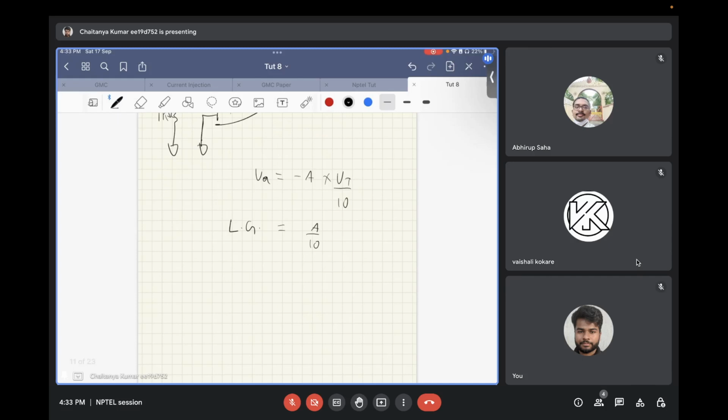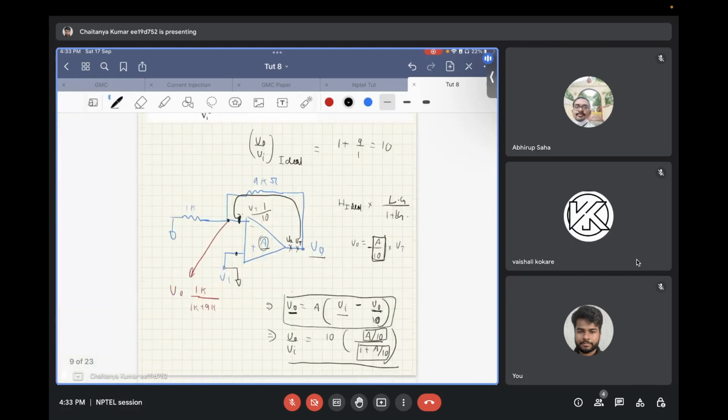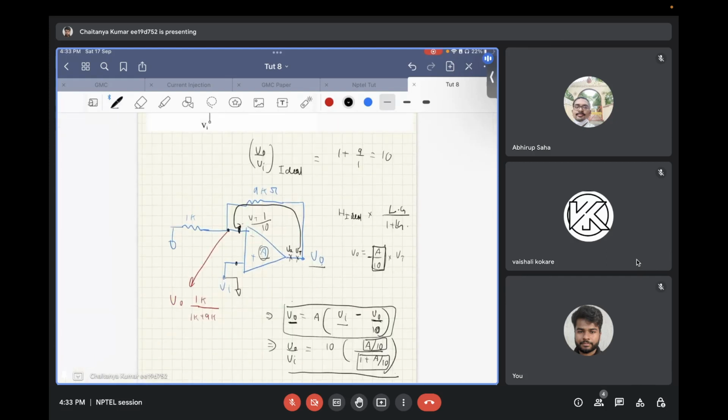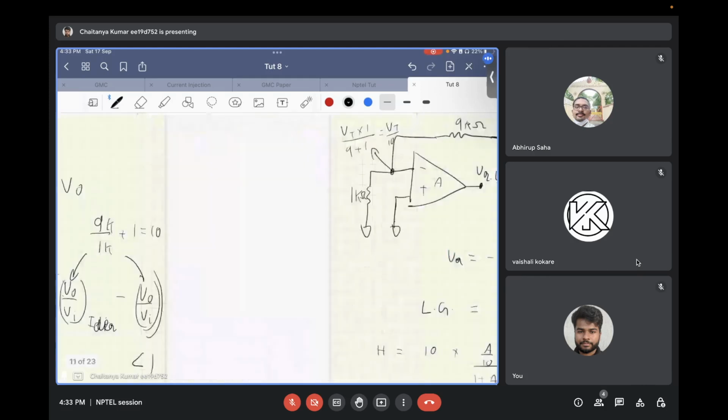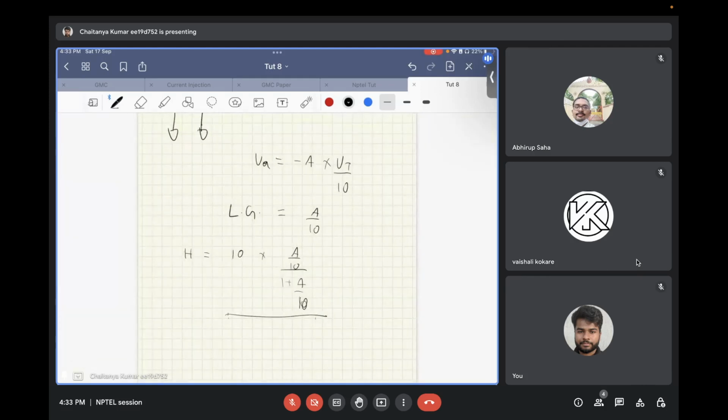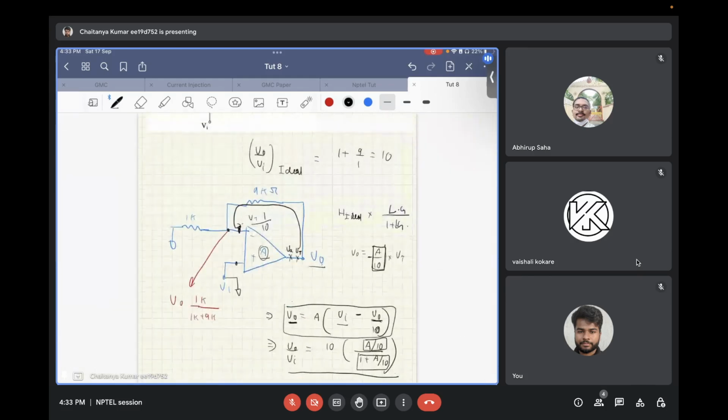So what is the transfer function from input to output? That is the ideal transfer function, 10, times A by 10 upon 1 plus A by 10. This is exactly the same as what you got through rigorous calculations. So you can use this thing as a quick way to find transfer functions quickly.